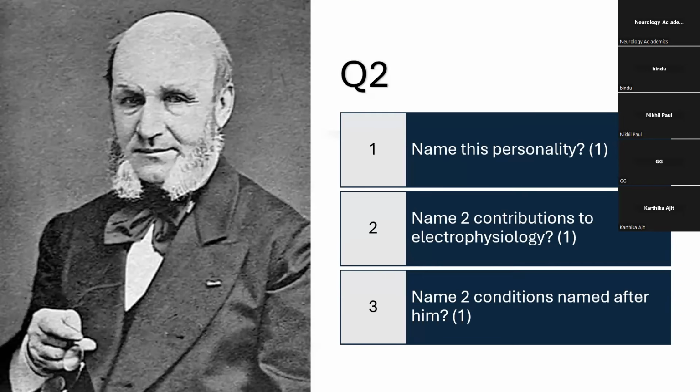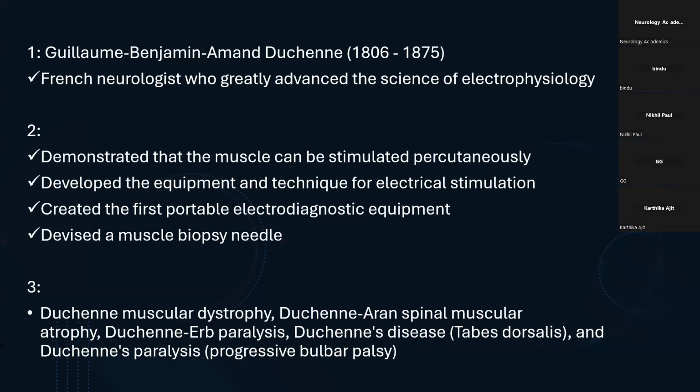Second question, name this personality and two contributions. He is Duchenne. His full name is Guillaume Benjamin Amand Duchenne. About his contributions, he was one of the first people who demonstrated that the muscle can be stimulated percutaneously, and he developed the instrumentation for the same. He created the first portable electrodiagnostic equipment and devised the muscle biopsy needle also. Many conditions are associated with him, such as DMD, Duchenne spinal muscular atrophy, Erb's paralysis, and tabes dorsalis was also called Duchenne's disease, and progressive bulbar palsy was called Duchenne's paralysis. So any one of those you can write.